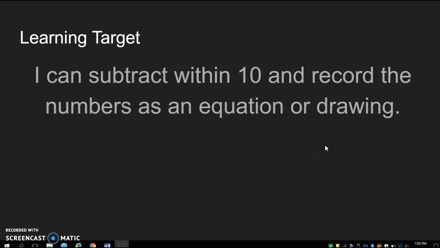Hi, Miss Bellinger here. So this week our learning target is going to be I can subtract within 10 and record the numbers as an equation or drawing.